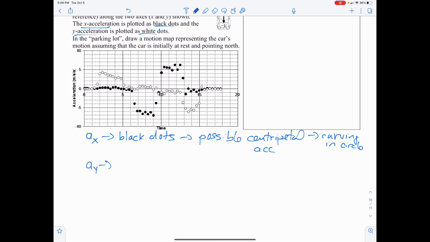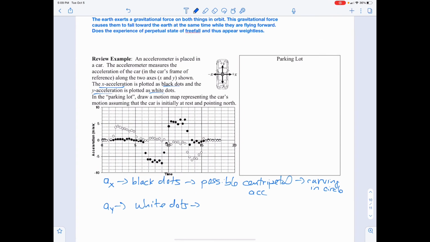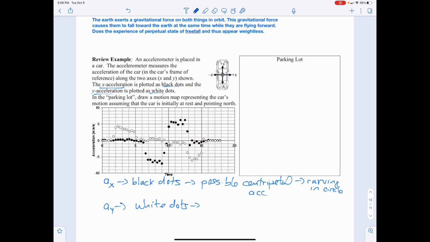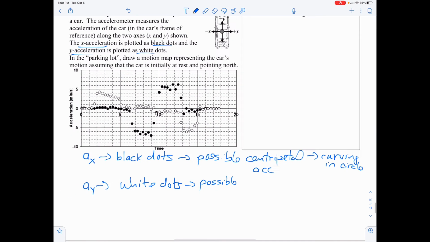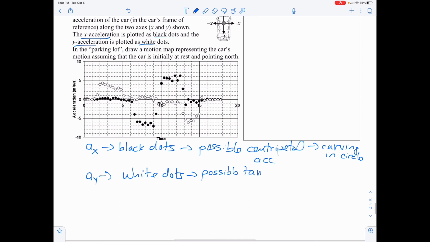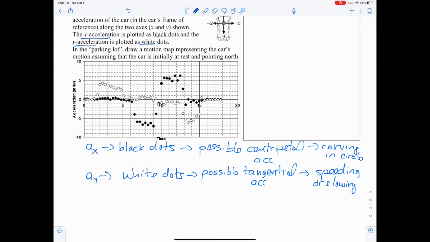Acceleration in the Y direction, those we were told are the white dots. And if you look in the Y direction, that's to the front and rear of the car. So that means possible tangential acceleration. Tangential acceleration means acceleration in the direction of motion, which means we're talking about speeding or slowing. So let's take a look at one direction at a time. Okay, let's focus on the white dots first.